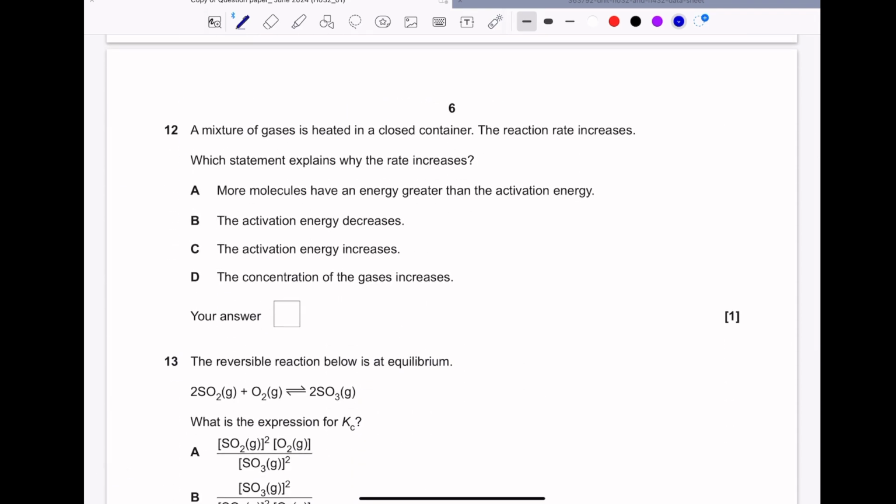Question 12 is a mixture of gases is heated in a closed container. The reaction rate increases. Which statement explains why the reaction rate increases? So that is more molecules have energy greater than activation energy. That does seem correct, but is there a more correct statement? So the next one is activation energy decreases. That is not true. Activation energy increasing is also not true. There's nothing that can change activation energy other than a catalyst, which is why those two are not the answers. And catalysts typically tend to decrease the activation energy anyway. And then option D is that the concentration of gases increases. This is not true because it's a closed container or closed system, and everything relatively stays constant. So the answer would have to be A.